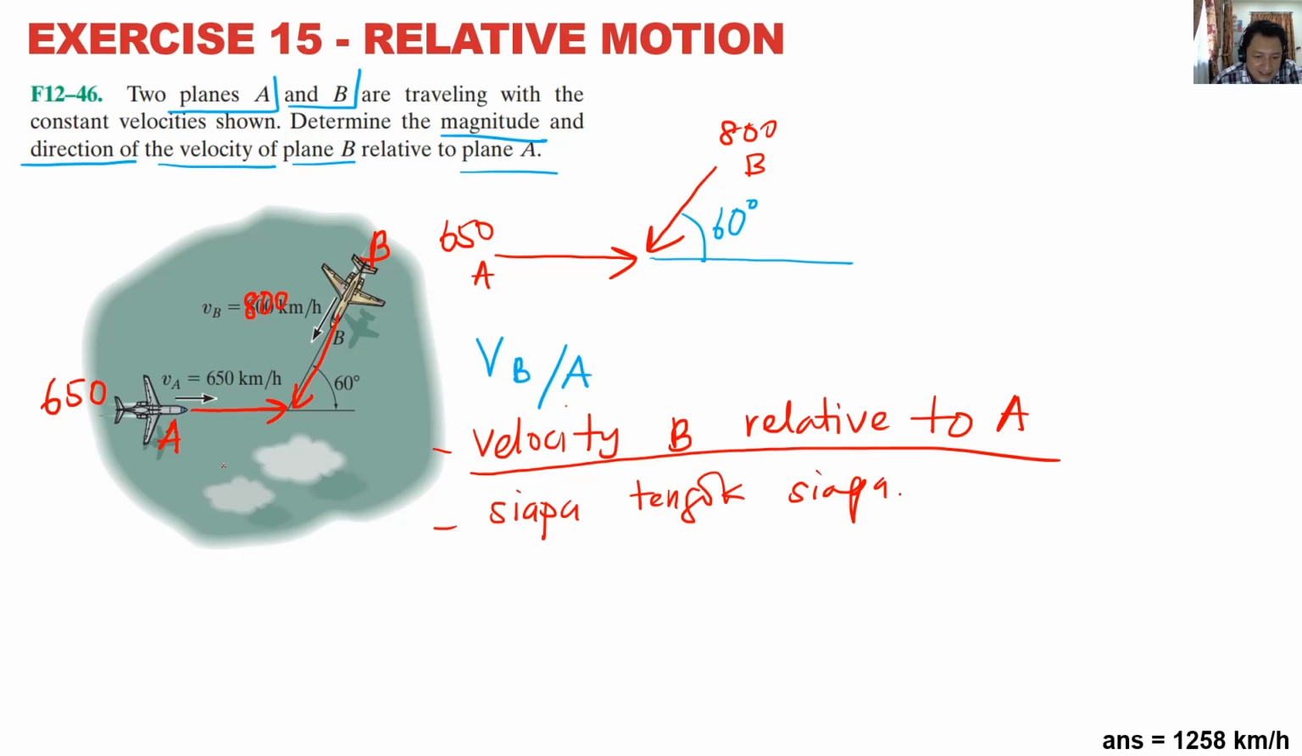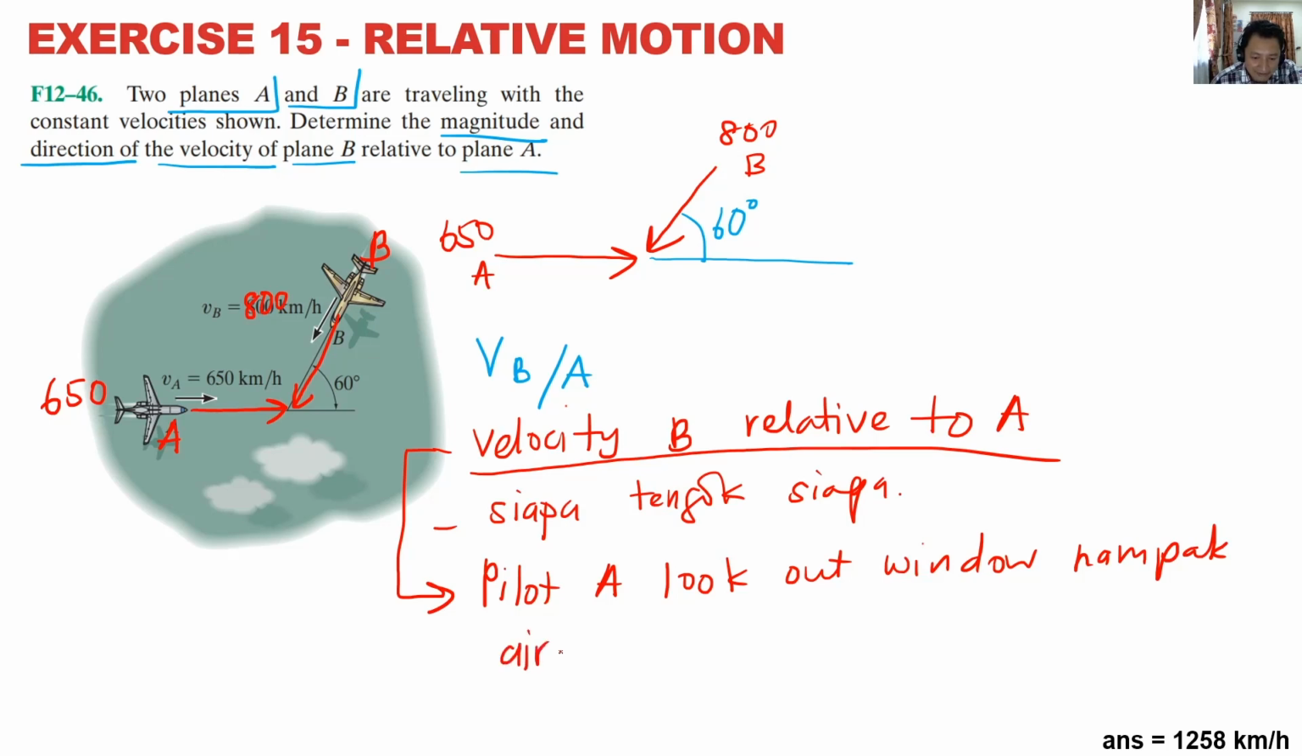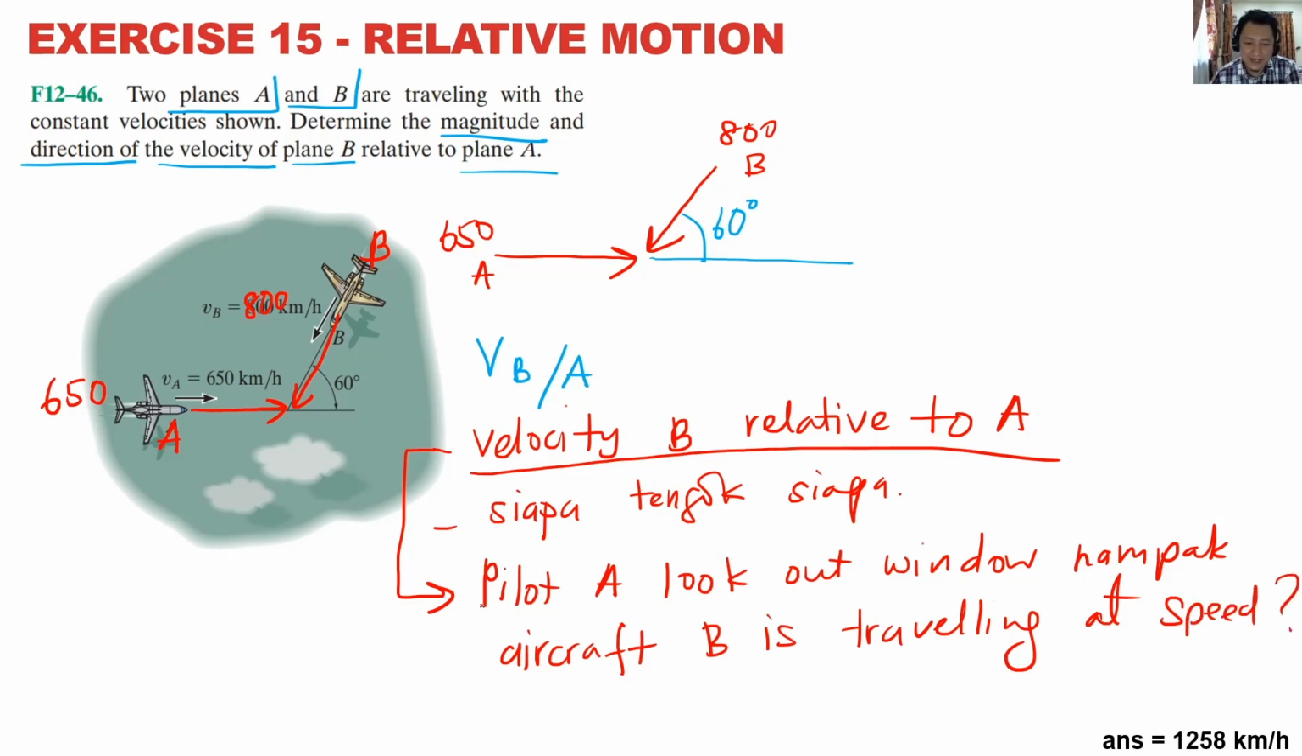Do you get this? So in easy words to understand, this one is: pilot A looks out the window and sees aircraft B traveling at some speed. This is the thing. Meaning if pilot A looks at that aircraft, he sees B's vector, its direction and its speed. So this is what it's trying to determine.